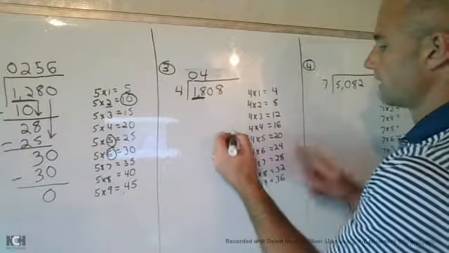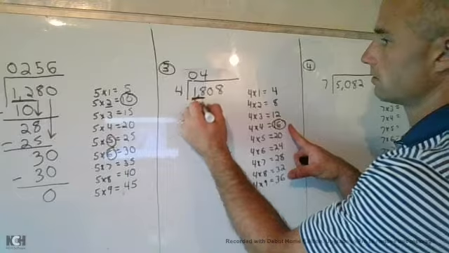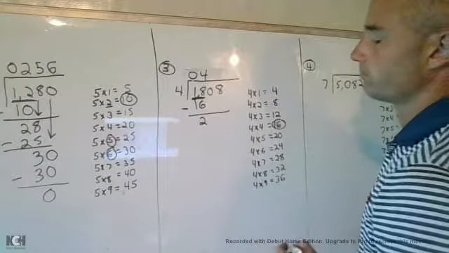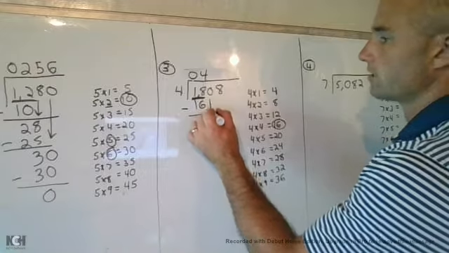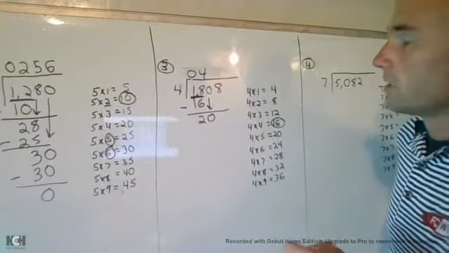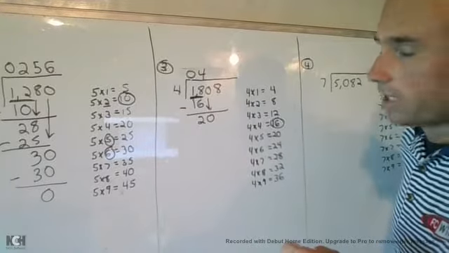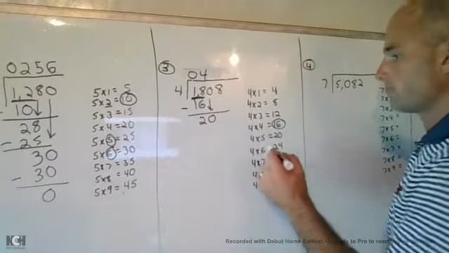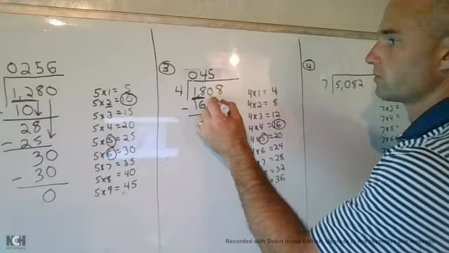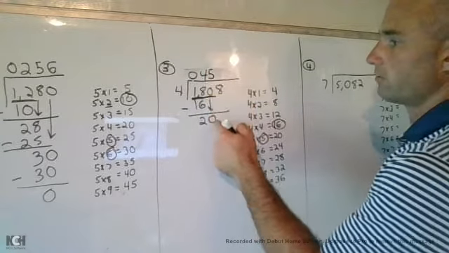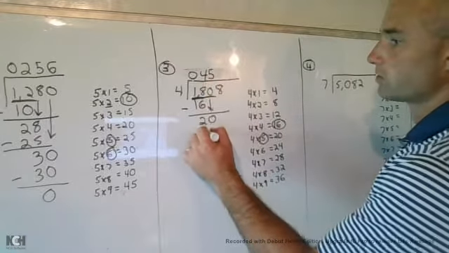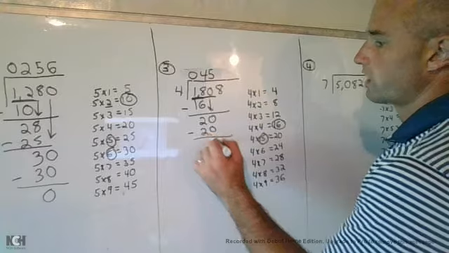4 times 4 equaled that 16 here. I subtract, I get 2. Now I bring down my 0. I get 20. 4 goes into 20 how many times? Well, 5 times. Make sure that 5 goes above that 0, which helped you make the 20. 5 times 4 equals 20. You subtract, you have 0.